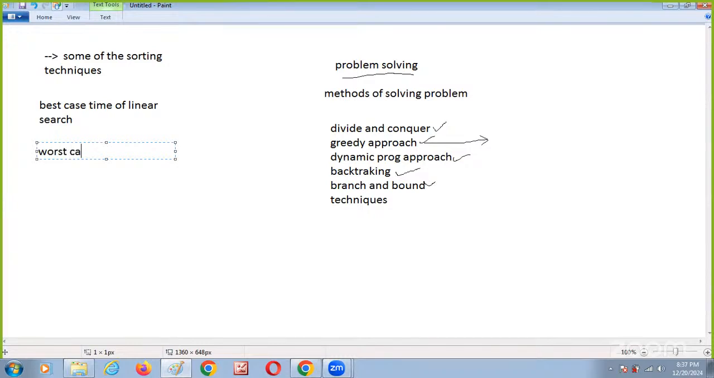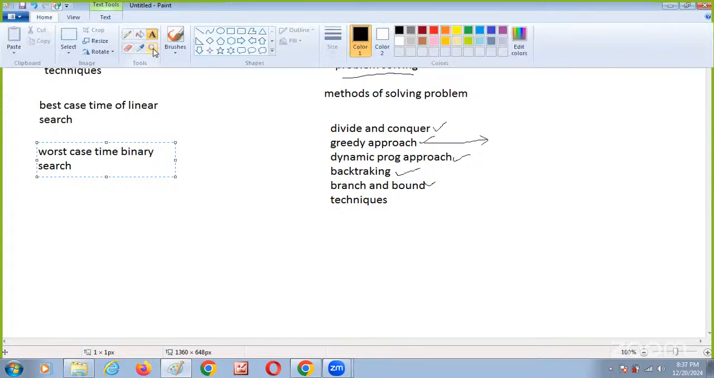Worst case time complexity of binary search. In that also I have given minimum worst case as well as maximum worst case. In the two cases I already gave.